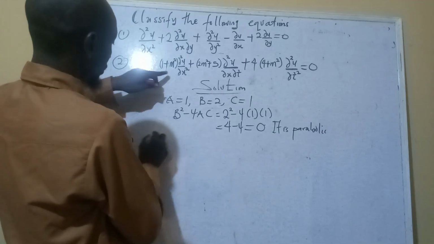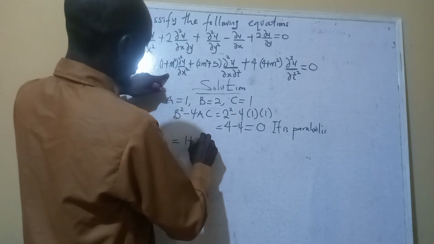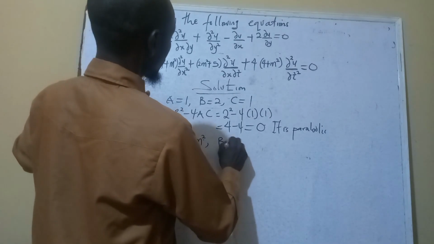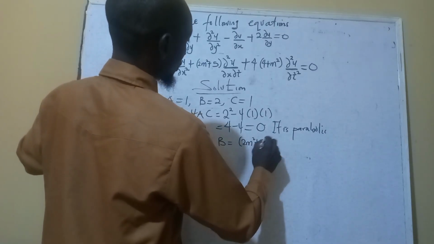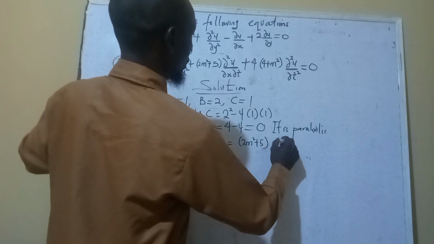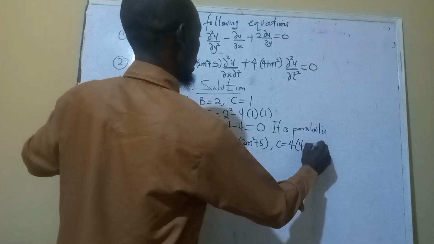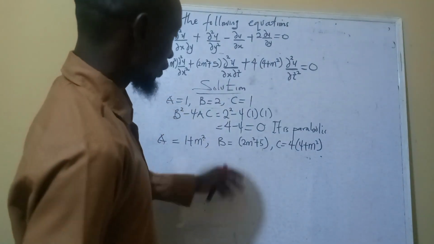Now, the question number 2. Here, a is equal to 1 plus m squared, b is equal to 2m squared plus 5, and c is equal to 4 plus m squared.